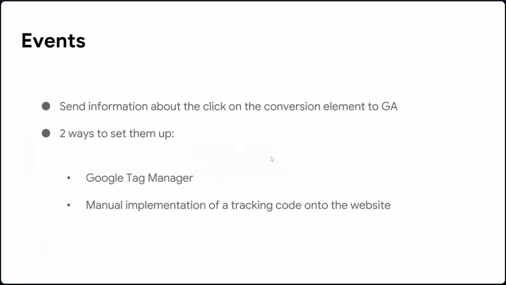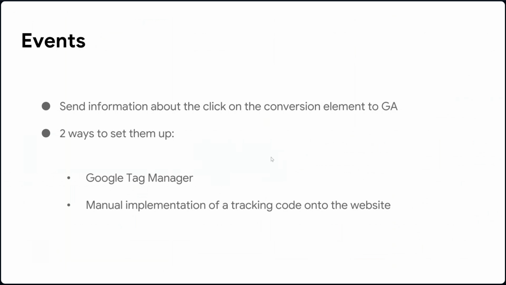So again, those events are essentially situations when somebody clicks on something or completes some action on the website, and that information gets transmitted into Google Analytics. That's what we call events. And you can set them up via Google Tag Manager, which I've already talked about, or you can manually implement them via codes, right? So again, if you Google how to create Google Analytics events, you'll see those codes.